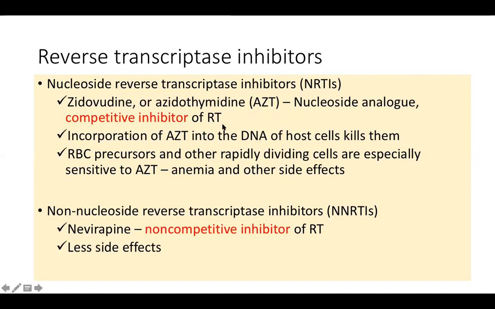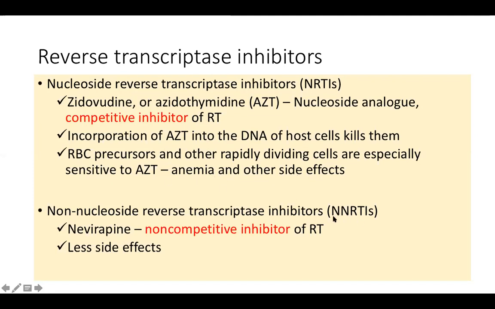So Zidovudine is a competitive inhibitor of reverse transcriptase. It gets incorporated into the DNA, so that will happen during replication. Host cell or virus cell? Okay, I'll have to check that. But anyway, you understand that it's a competitive inhibitor. At the same time, it can also get incorporated into the DNA of our host cells, because we also use DNA polymerase activity. That is responsible for its side effects. Even RBC precursors or other rapidly dividing cells in humans are sensitive to azidothymidine, so there will be side effects like anemia. This is like what we discussed for cancer chemotherapy, which kills cancer cells but also affects other rapidly dividing cells. This one also stops viral replication, but it can cause anemia and other side effects.